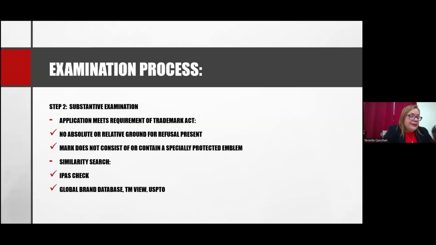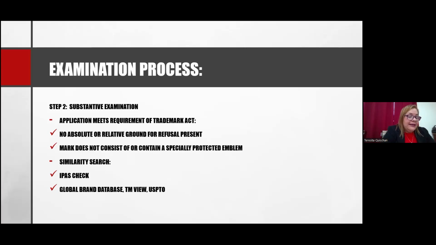Once the application has successfully passed the formality stage, it proceeds to substantive examination. This step involves a detailed assessment to determine whether the trademark meets the substantive requirements of the Trademark Act and is eligible for registration. At this stage, the examiner assesses whether any absolute or relative grounds for refusal apply.